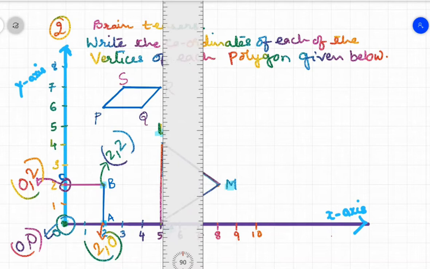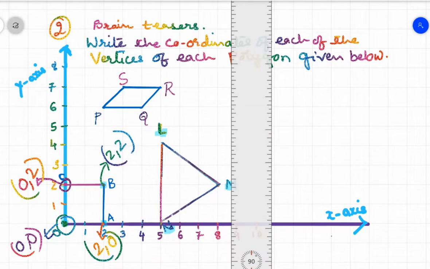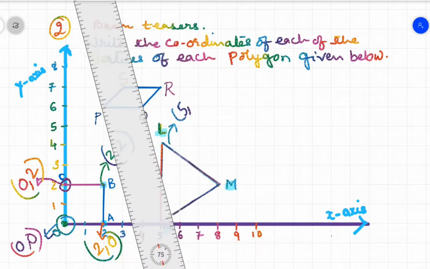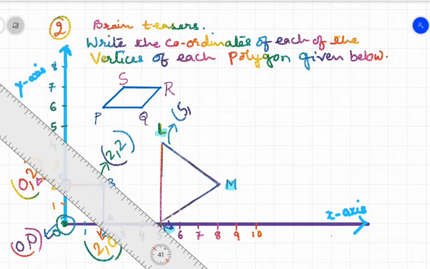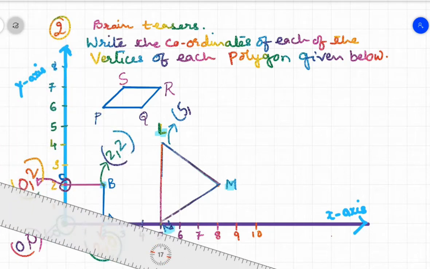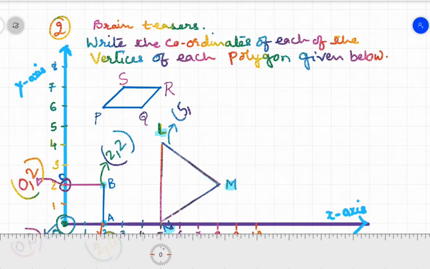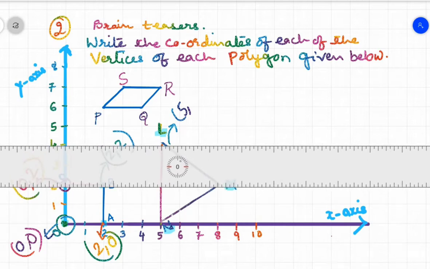Children, you can see, let us see for L. See the first point, on the x-axis it is 5. Now let us see what it is on the y-axis. Let us change the scale and find out how much it is on the y-axis. Now see, from 5 it is equal to 4. So your L is equal to 5, 4.